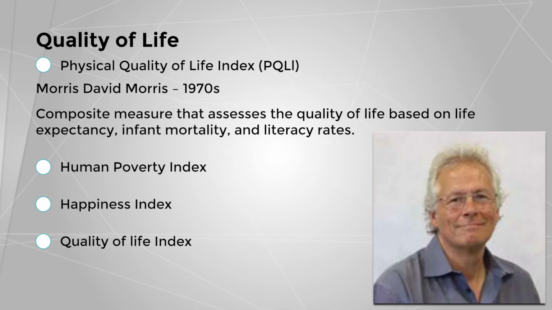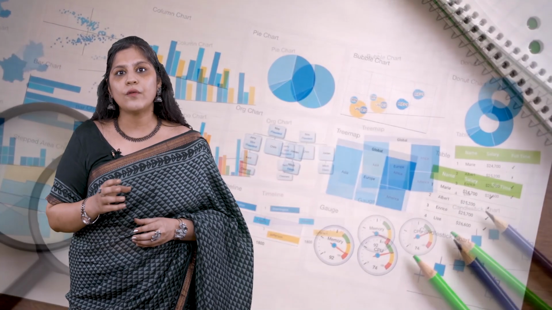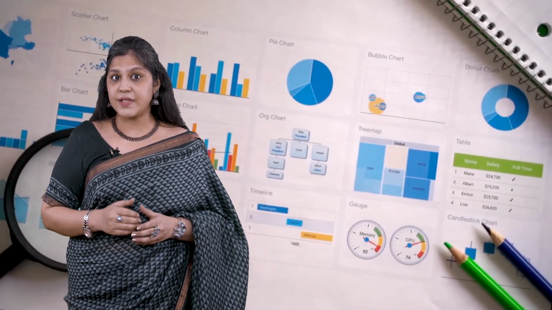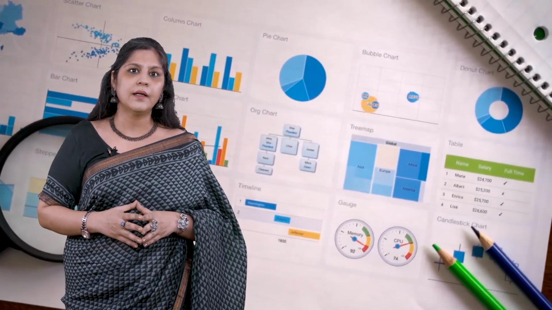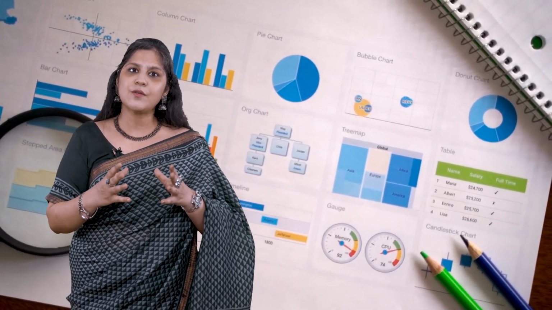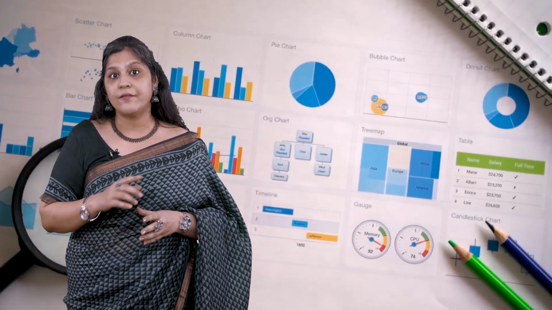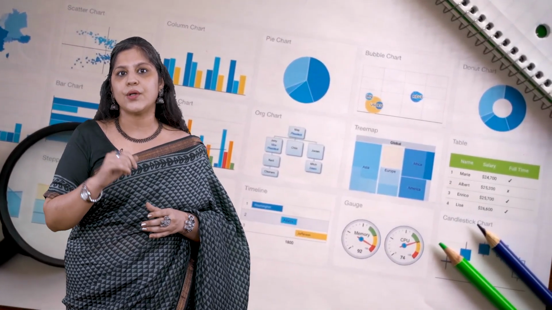The PQLI is calculated on the basis of three basic indicators: life expectancy at age 1, that means till what age a child is expected to live, infant mortality rate and literacy rate. Each of the three indicators is scaled from 0 to 100. A score of 0 represents the worst performance observed globally. A score of 100 represents the best performance observed globally. The PQLI is then calculated by averaging the scaled scores of these three indicators.